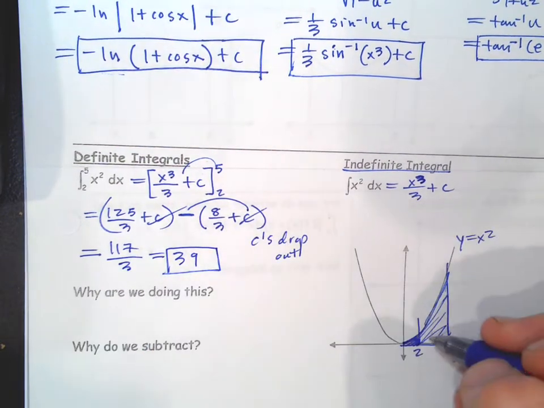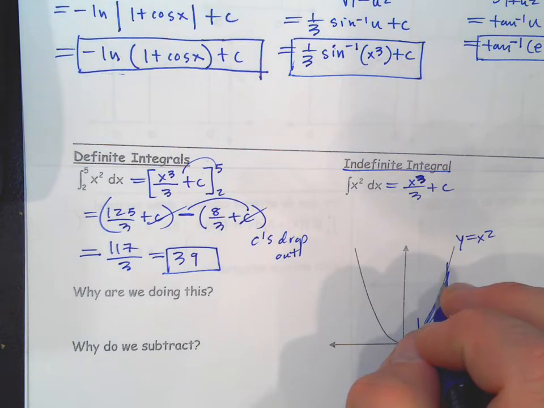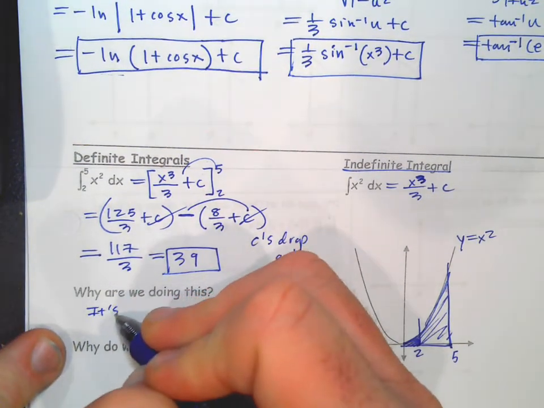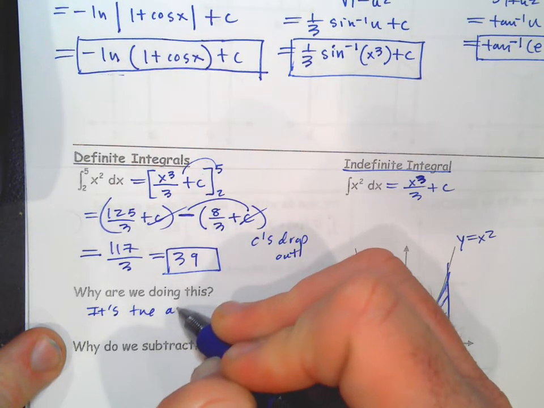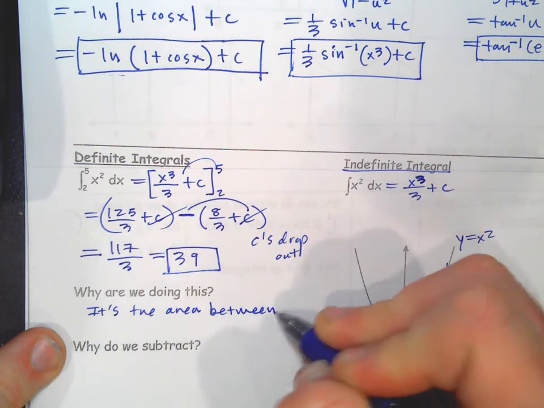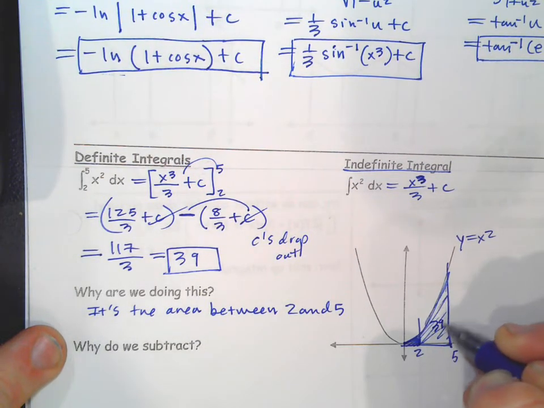So the area in this problem from 2 to 5 is a really nice number, 39. So why are we doing this? It's the area between 2 and 5. We get 39.